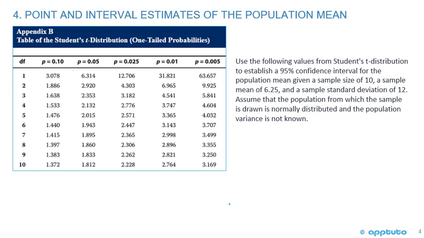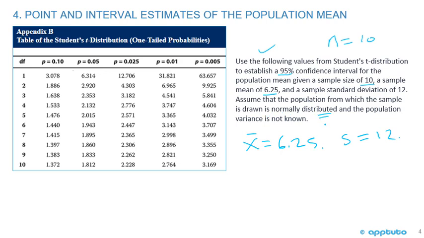Okay, this is the last slide for this LOS, and it's just going to show you how to use the students' t-distribution tables. So here's a little example. We're going to use the following values from the students' t-distribution to establish a 95% confidence interval for the population mean given a sample size of 10, so we know our n equals 10, and a sample mean of x bar equals 6.25, okay? And a sample standard deviation of 12, okay? So it says to assume that the population from which the sample is drawn is normally distributed.